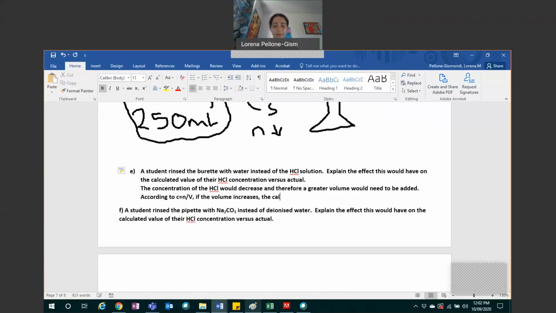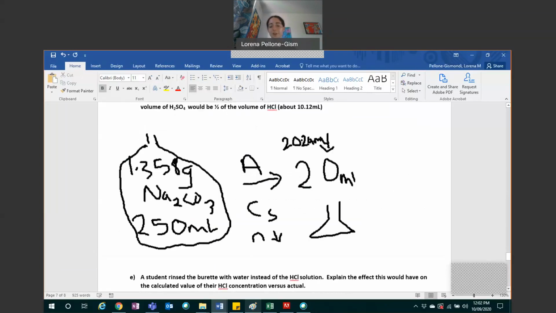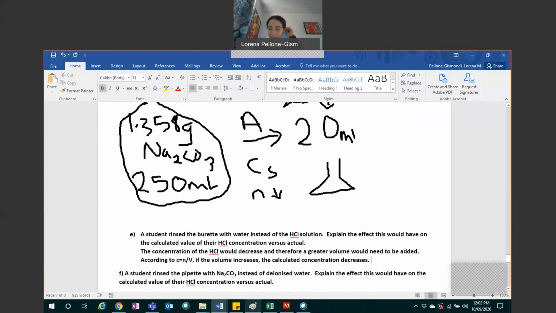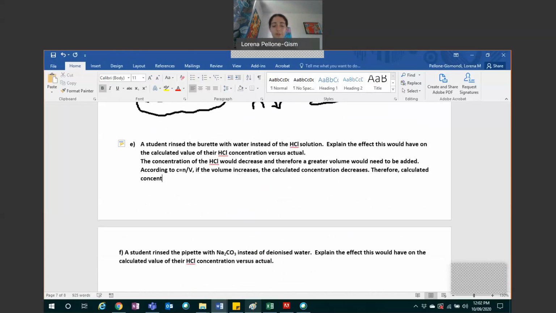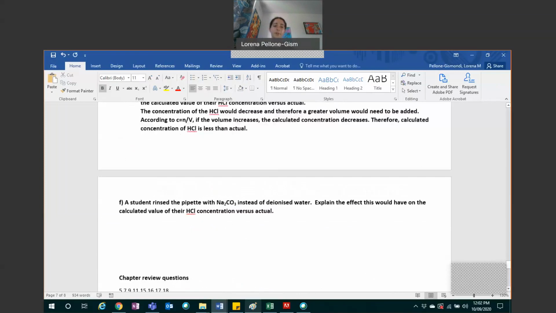the calculated concentration decreases. But this makes sense because you think about it, you're actually diluting the HCl. You're going to calculate the concentration as lower. So therefore, the calculated concentration of HCl is less than actual. So let's have a look at the next one.